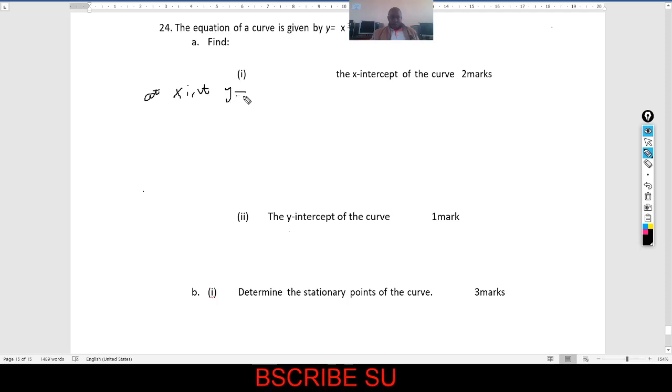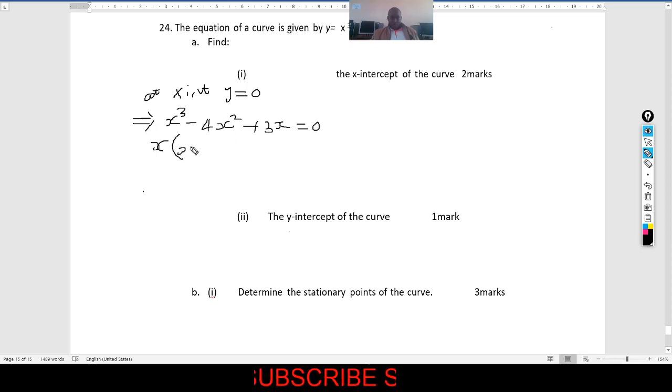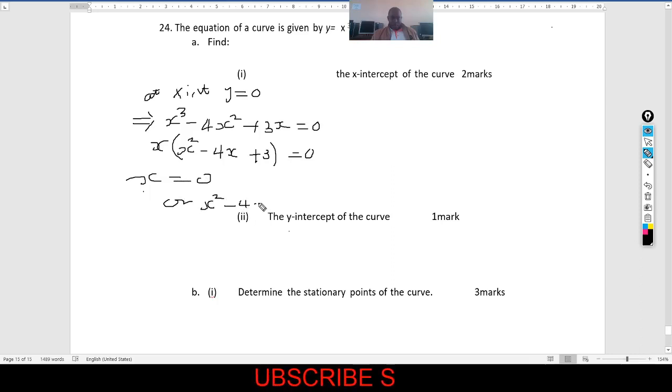We understand that at x-intercept, we know that y equals 0. So it means that all this equation will equal 0. x cubed minus 4x squared plus 3x equals 0. So here we can factor out x. It can be x into x squared minus 4x plus 3 equals 0. So this means that x equals 0, or x squared minus 4x plus 3 equals 0.